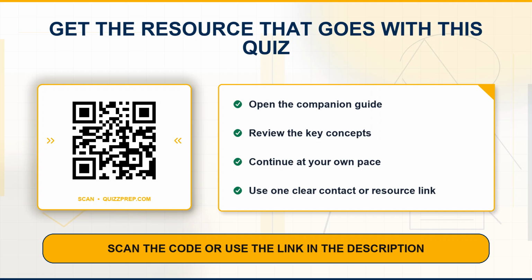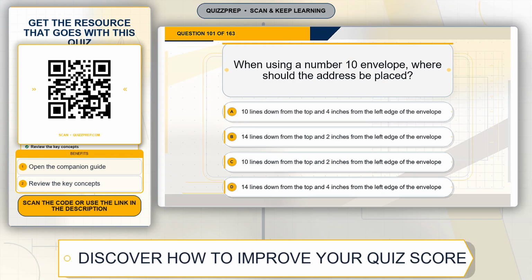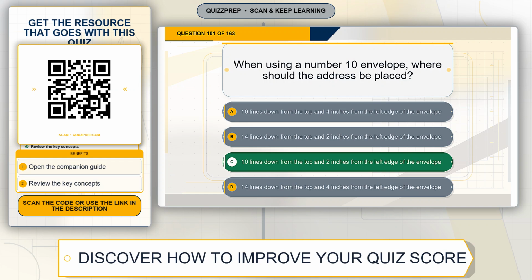Question 101. When using a number 10 envelope, where should the address be placed? Option A, 10 lines down from the top and 4 inches from the left edge of the envelope. Option B, 14 lines down from the top and 2 inches from the left edge of the envelope. Option C, 10 lines down from the top and 2 inches from the left edge of the envelope. Option D, 14 lines down from the top and 4 inches from the left edge of the envelope. The correct answer is option C, 10 lines down from the top and 2 inches from the left edge of the envelope.